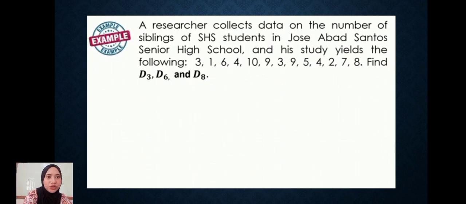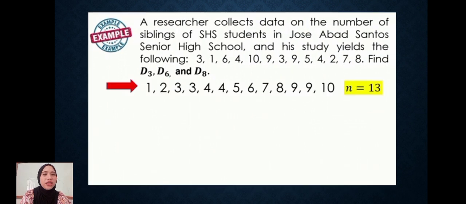A researcher collects data on the number of siblings of senior high school students in Jose Abad Santos Senior High School, and his study yields the following. So we have this data. We have 3, 1, 6, 4, 4, 10, 9, 3, 9, 5, 4, 2, 7, and 8. So, hahanapin daw natin or we will find this D3, D6, and D8.